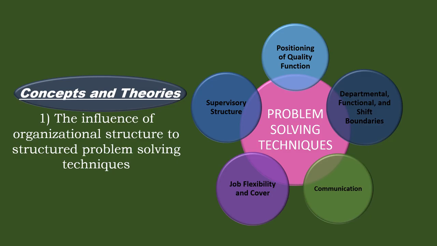Second, departmental, functional, and shift boundaries. The boundaries and barriers between departments define the form of problem-solving teams. In this scenario, the organization may opt to create a quality circle. In some companies, a quality circle is a group of employees doing similar work led by one supervisor. Each week, they come together in 1 or 2 hours to discuss their problems, generate solutions, and implement them with the support of the management.